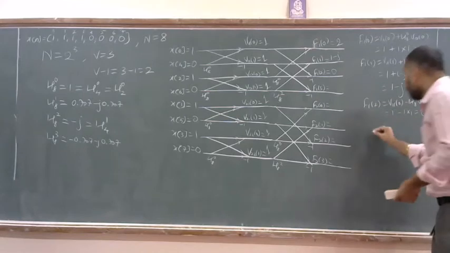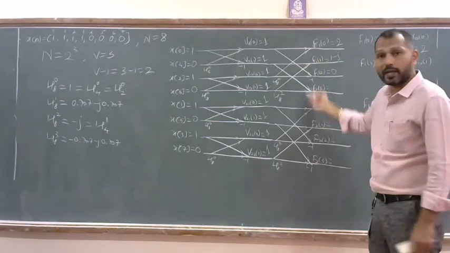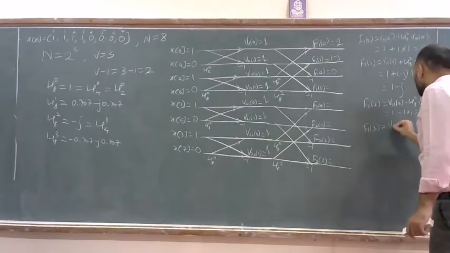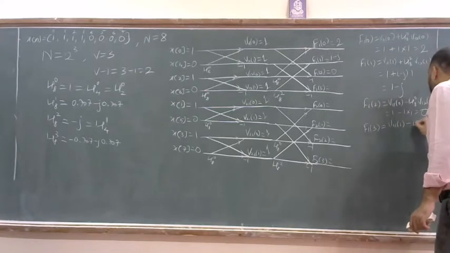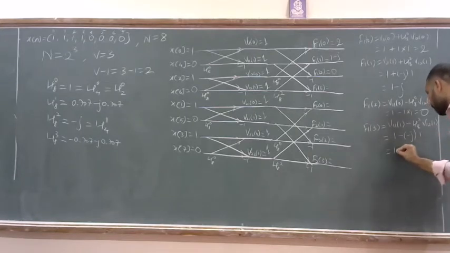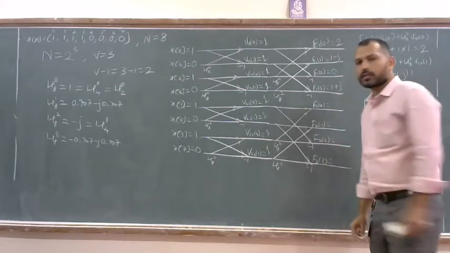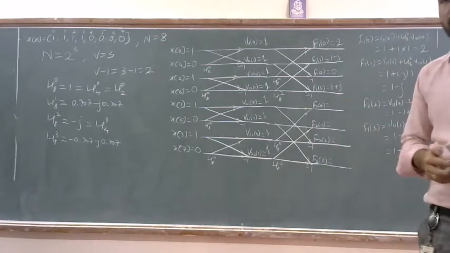And lastly, F1 of 3. F1 of 3 is the bottom point of the second butterfly structure. So it will be V11 of 1 minus W82 V12 of 1. V11 of 1 is 1 minus W82 is minus j. So it will be minus of minus j multiplied by V12 of 1, which is equal to 1. So this will be minus of minus will be plus, 1 multiplied by j will be j. So the last DFT point will be 1 plus j.